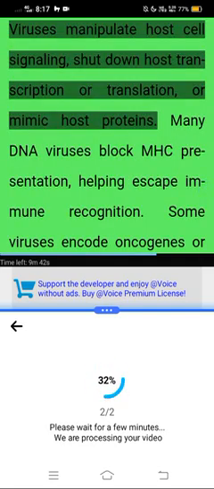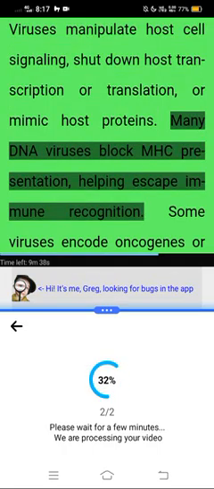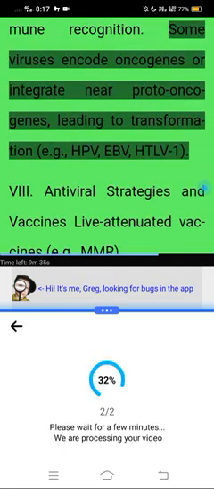7. Viruses and host interaction. Viruses manipulate host cell signaling, shut down host transcription or translation, or mimic host proteins. Many DNA viruses block MHC presentation, helping escape immune recognition. Some viruses encode oncogenes or integrate near proto-oncogenes, leading to transformation, e.g., HPV, EBV, HTLV-1.